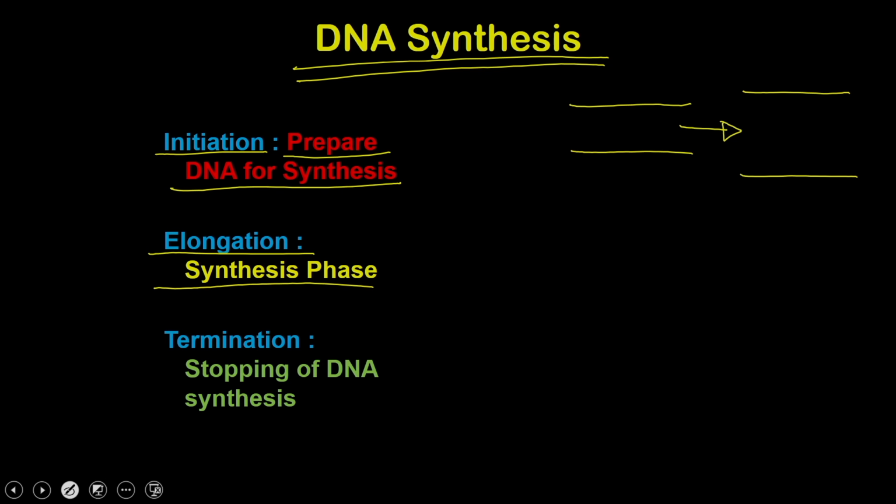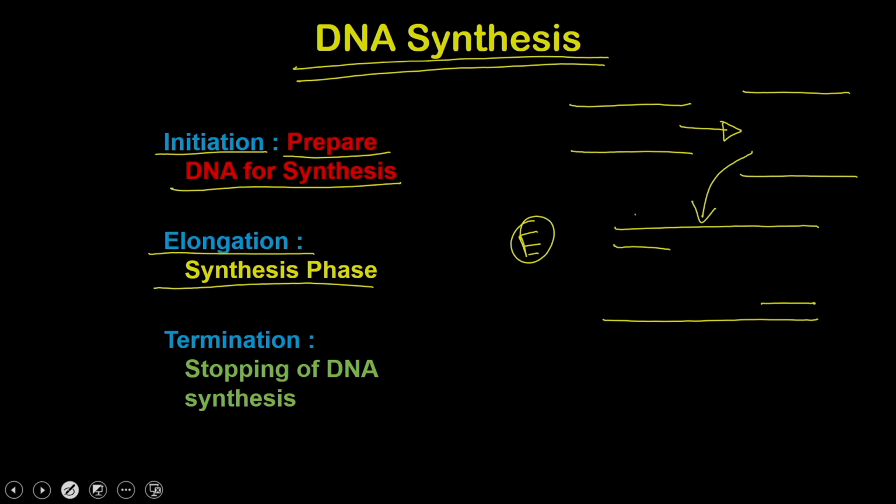Once your two strands are ready, you are going to add the primers, in this case the RNA primers. Both the primers are going to sit, and then you are going to add the enzymes. The enzyme is going to sit onto these strands, and that is how it is going to start the synthesis.